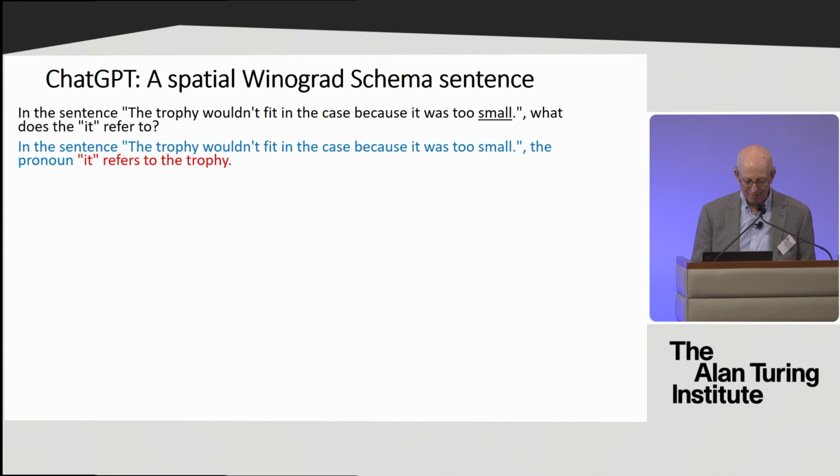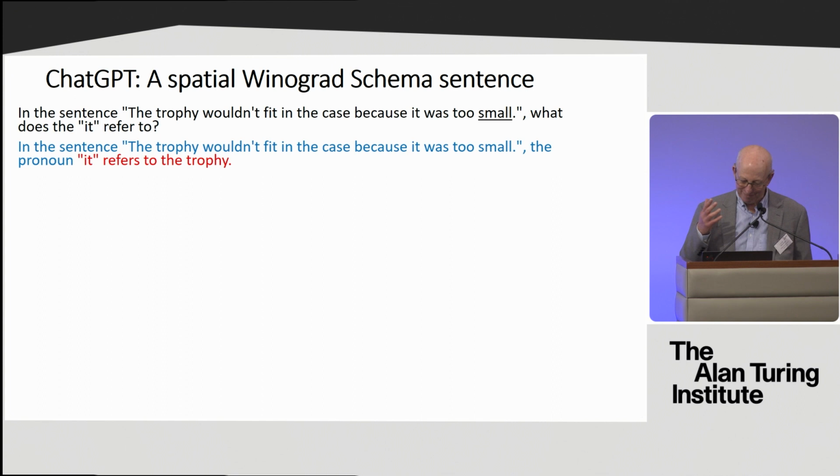There have been a number of different ways to try to measure common sense in computers, and one of them is the so-called Winograd schema challenge, which was introduced by Levesque and some of his colleagues. This is a classic one. I've chosen this one because it's a spatial Winograd schema. If you don't know, these come in pairs, and there's a particular word, in this case small, and there's another variation of this sentence where that word is changed to big. So: the trophy wouldn't fit into the case because it was too small. What does the "it" refer to? And I think most people would say it's supposed to refer to the case.